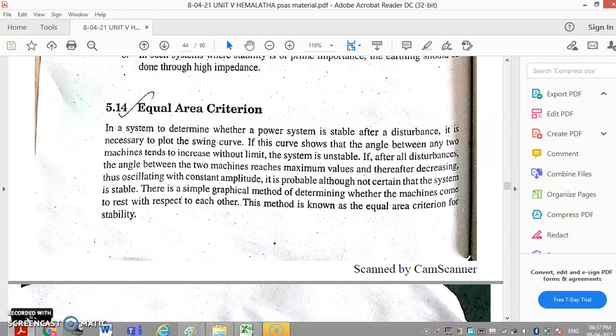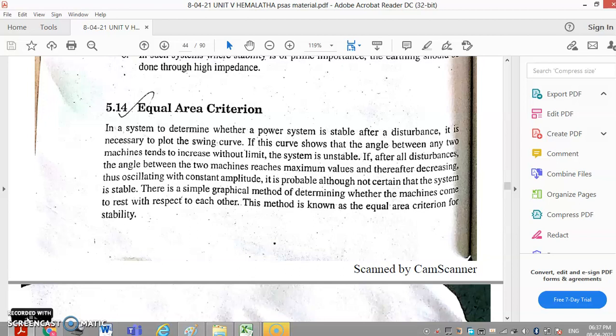For stability studies, equal area criterion is a very important parameter. So we will discuss what is meant by equal area criterion and how it helps stability. In a system, to determine whether a power system is stable after a disturbance, it is necessary to plot the swing curve. We have already seen this in the previous video.